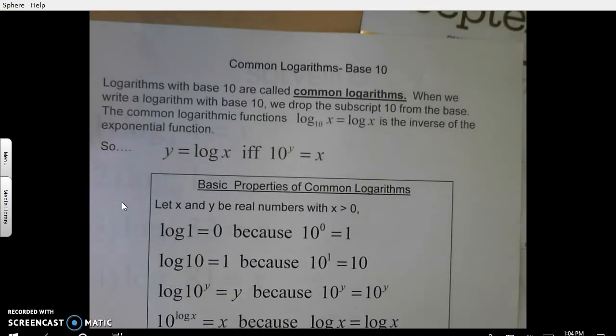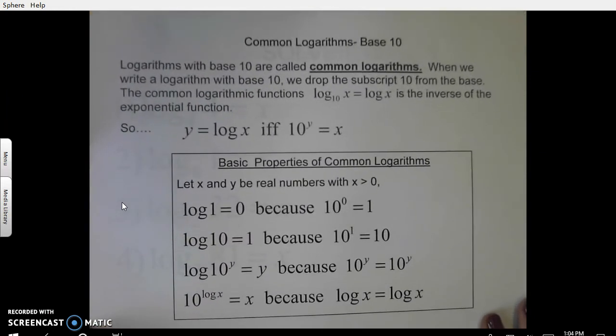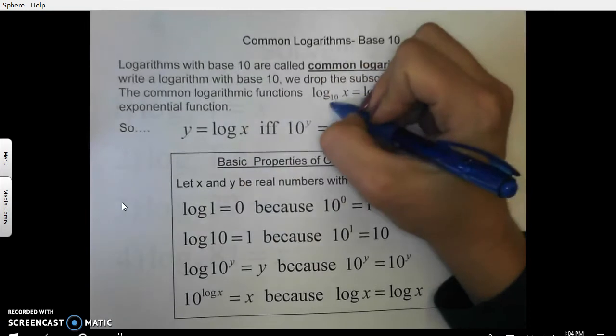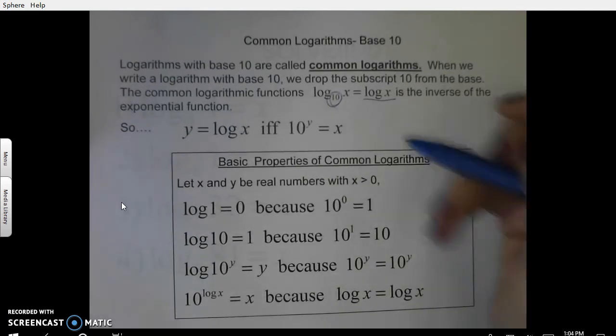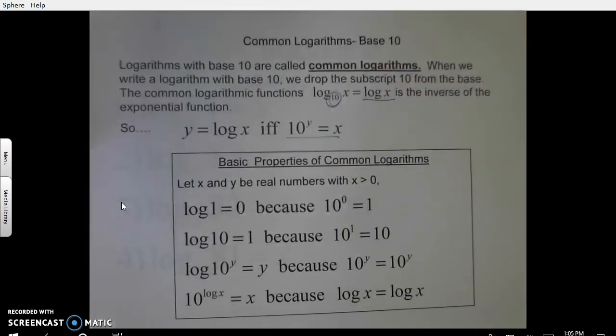Now if we say there is a common logarithm, that means we have base 10. We can have any base we want in a logarithm, but if there is no base, it is base 10. That means we wouldn't have a subscript here. We just write log of x. y is equal to log of x if and only if 10 to the y power is equal to x. This is just saying the exponential part of it.